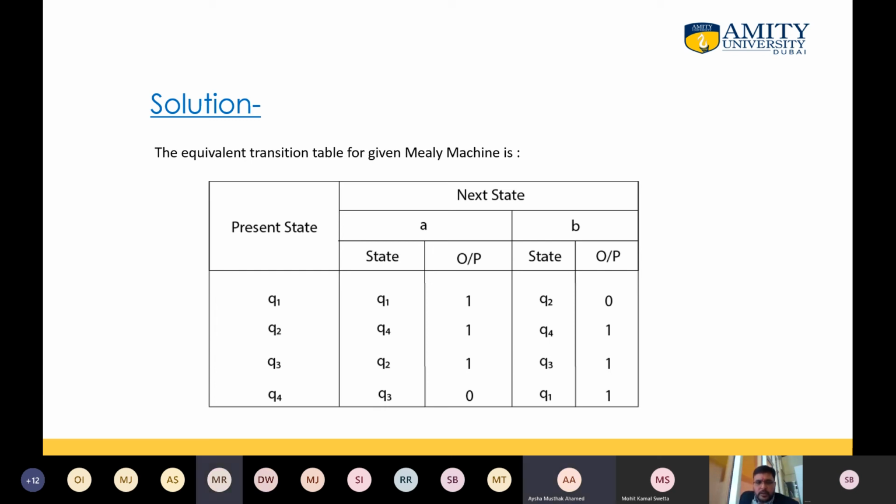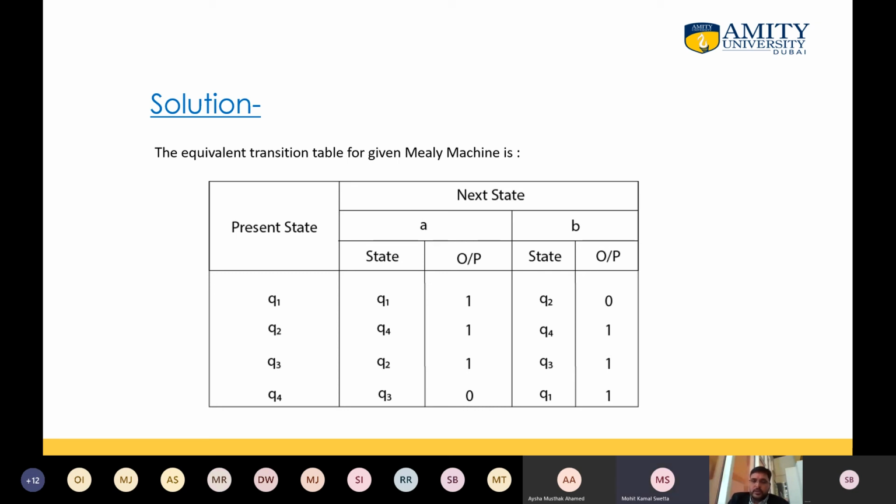So for Q1, just check whether the Q1 output is 1 or not in input A. Yes. And Q1 in input B, is the output 1 or not? It's 0. Let's check Q1 output in input B. So wherever there is a single output in all the places for a state, we will not split those states. This is the rule.